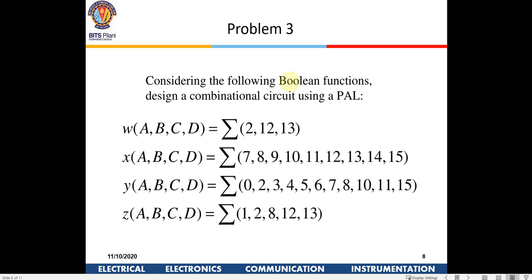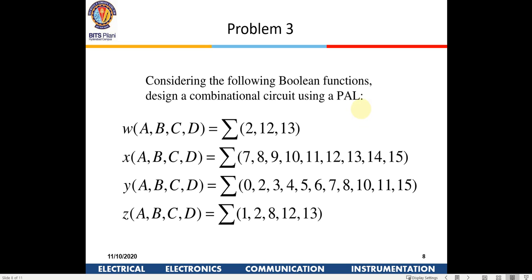Okay, the third problem is using a PAL. In a PAL, we know that the AND plane can be programmed, but the OR plane cannot be programmed. It will be fixed. It will be given by the manufacturer itself.